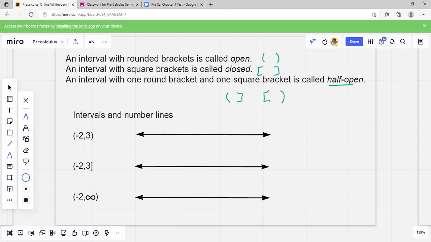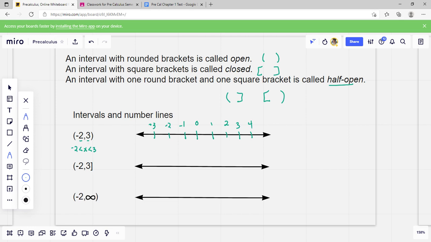Intervals and number lines. It wants us to put these intervals on a number line. So this means everything from -2 to 3, right? And these are not equal to, these are just less than. So this would be -2 is less than x, which is less than 3, right? So we're going to need -2. Let's put our 0 right here. 1, 2, 3, 4. And then we'll just have -1, -2, -3.